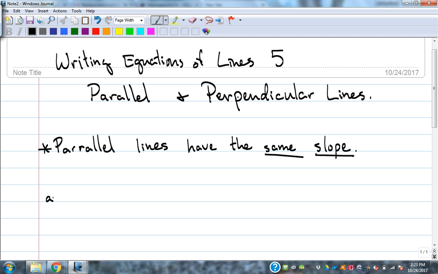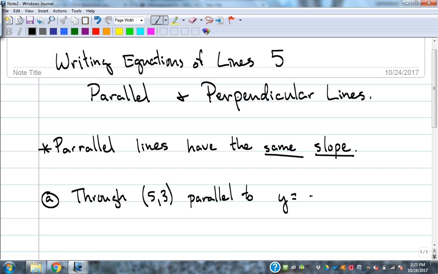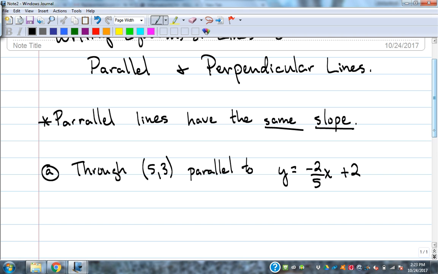Okay? So let's start with writing the equation of a line that goes through (5, 3). That's parallel to y equals negative 2/5 x plus 2. We're going to write an equation of a line that goes through this point and is parallel to that equation. What form is that equation in? It's in slope-intercept form. What part of that do we need? Exactly right. The only part of that equation I need is the slope.